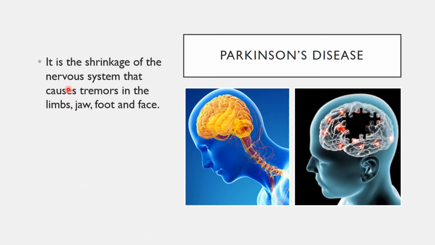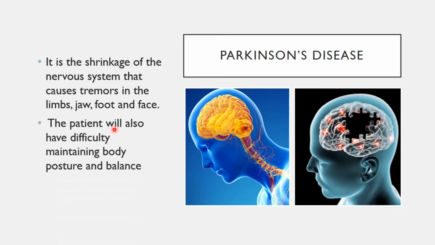People who are suffering from Parkinson's disease experience tremors in the limbs, jaw, foot, and face. The patient will also have difficulty maintaining body posture and balance. This is due to the insufficient production of the neurotransmitter in the brain called dopamine. Dopamine is important for movement control.